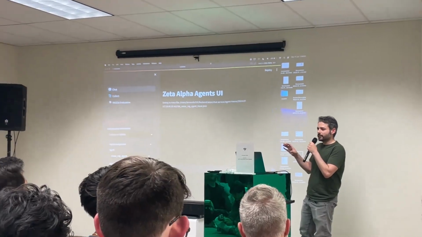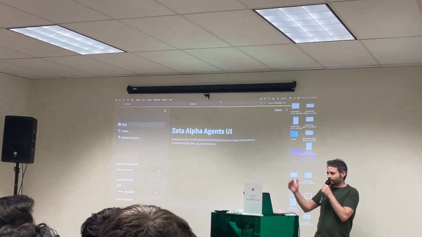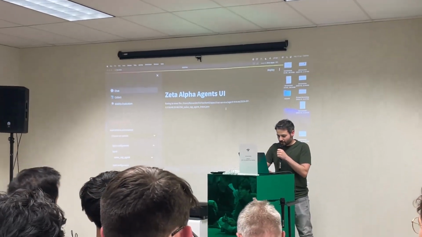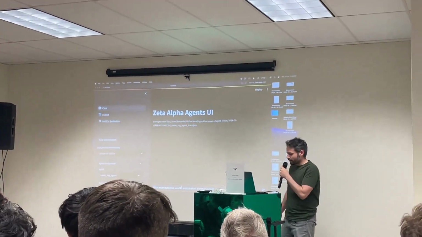On retrieval augmented generation. Who is familiar with RAG here? Okay, a lot of people. So let's say you have a question like this: what metrics can be used to evaluate text summarization?